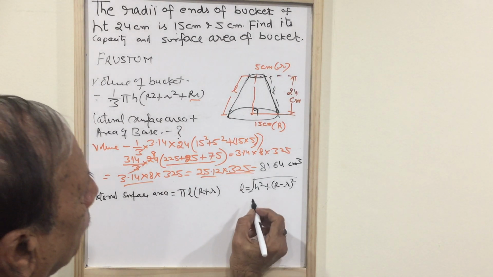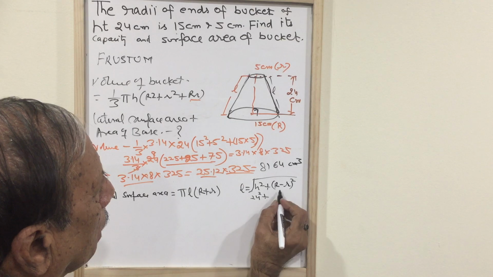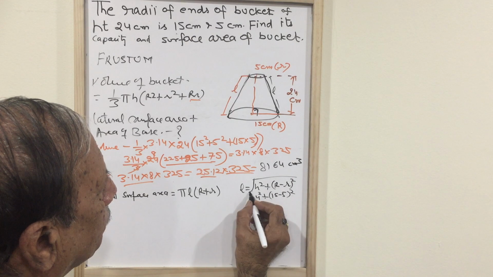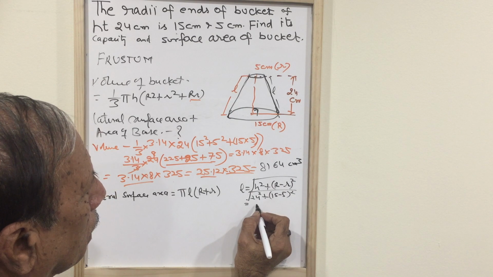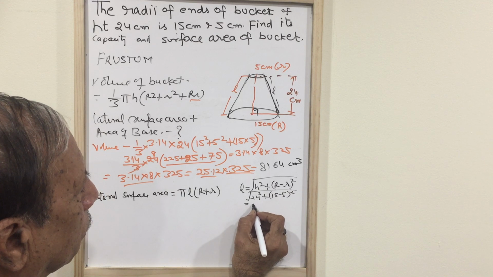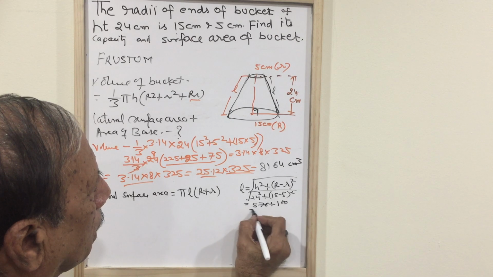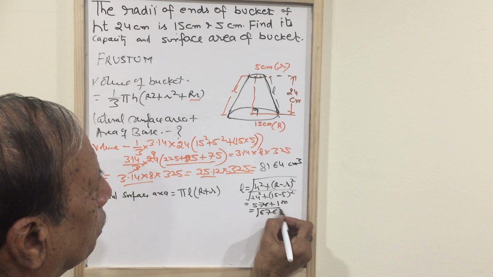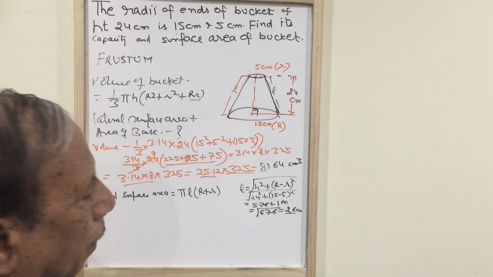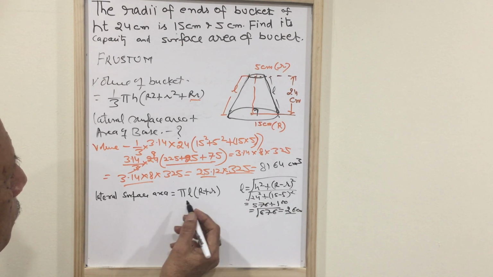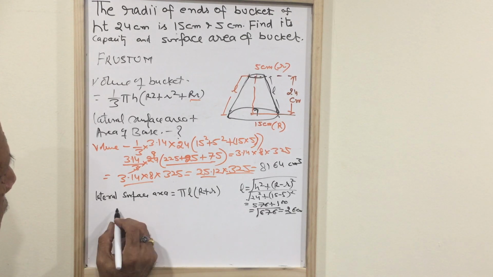We'll substitute the values. h is 24, and R minus r is 15 minus 5, whole square, under root. 24 into 24 is 576 plus 100, 676 under root. This is 26 centimeter. So like that we find the value of L over here. Now we'll substitute the value of L in this equation.